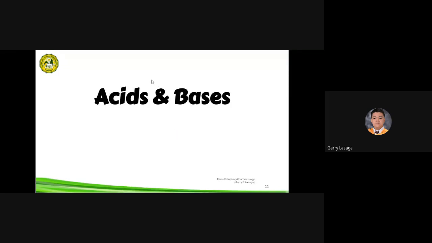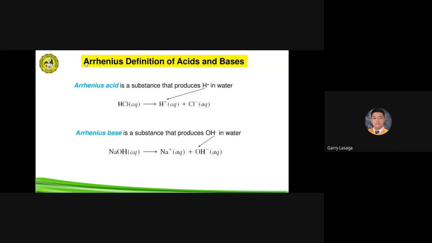So let's now proceed to our acids and bases. In this discussion, we are going to define our acids and bases in two ways. The first one is the Arrhenius definition of acids and bases, and the second one is the Bronsted-Lowry definition of acids and bases. For the Arrhenius definition, an Arrhenius acid is a substance that produces hydrogen ion in water.